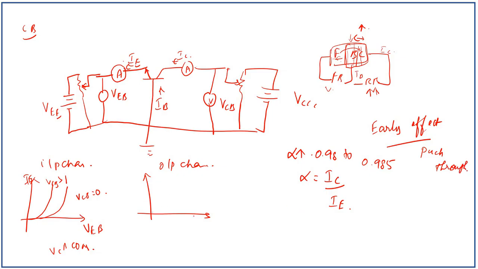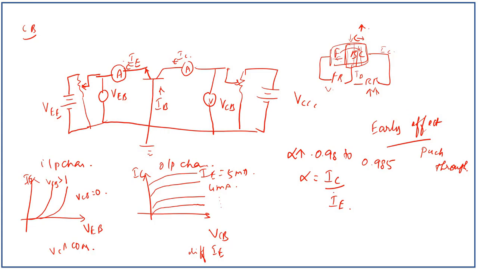For output characteristics, it's drawn for the output voltage VCB and the output current IC for different IE values, input current values. So for different IE values, we have the output characteristic curve like this. It does not depend much on VCB. So this is for IE equal to 5 milliamps, IE equal to 4 milliamps, like that it goes on. It's nearly parallel to the VCB line, which means it is not much dependent on VCB. So there is no resistance also here.